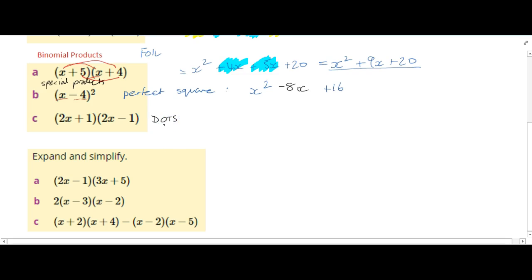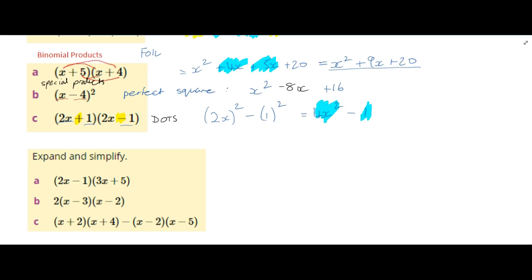Now, if this is the case and you have two terms that are the same but differ only in plus and minus, all you have to do is square the first term and then take away the square of the second. So it's 2x all squared minus 1 all squared. Simplifying that out, that's 4x squared minus 1. And that's why it's called a difference of two squares. We've got two square numbers and a difference, or takeaway, in the middle.